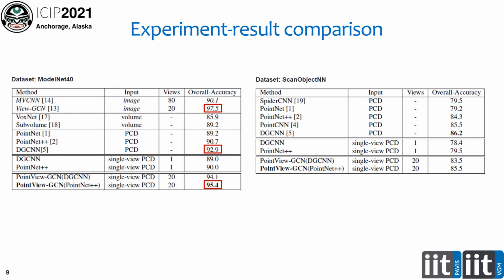For ScanObjectNN, generally existing point cloud-based networks perform worse on real-world self-occluded point cloud data compared to the synthetic dataset. With PointView-GCN, we can observe a consistent improvement in performance by about 6% compared to the methods fine-tuned with single-view point cloud data, while reaching comparable performance to the best performing method, that is DGCNN, with a margin of less than 1%.